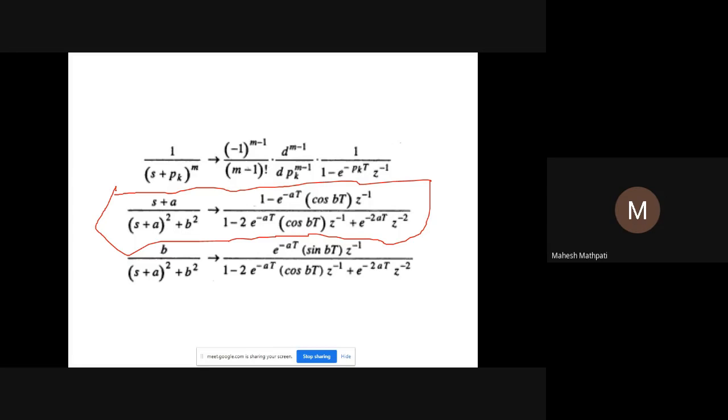Yes, sir. The question: what is the value of a, if you compare this equation with your given question? a is 0.1. Okay, that is what we already have, a is 0.1. Then what about b? 3. b is 3. ठीक है.